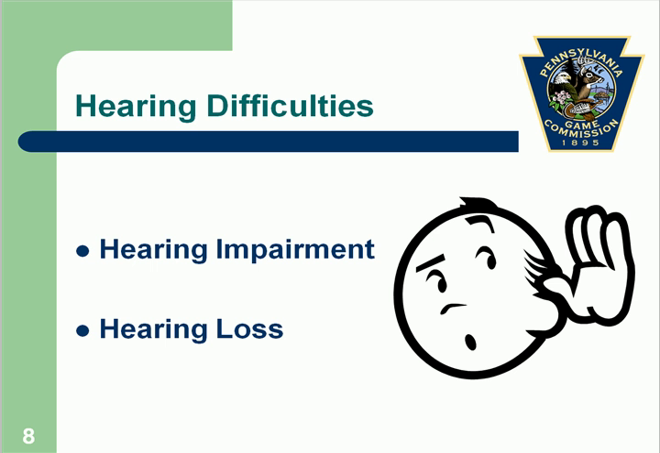Sound is measured by its loudness, called intensity, and by its frequency, or pitch. Impairments can occur in either or both areas, in one ear or both. Generally, hearing loss is categorized as one of three types.